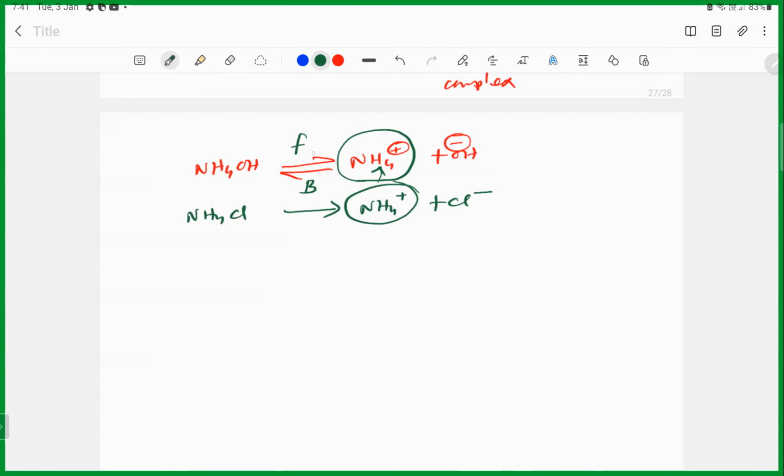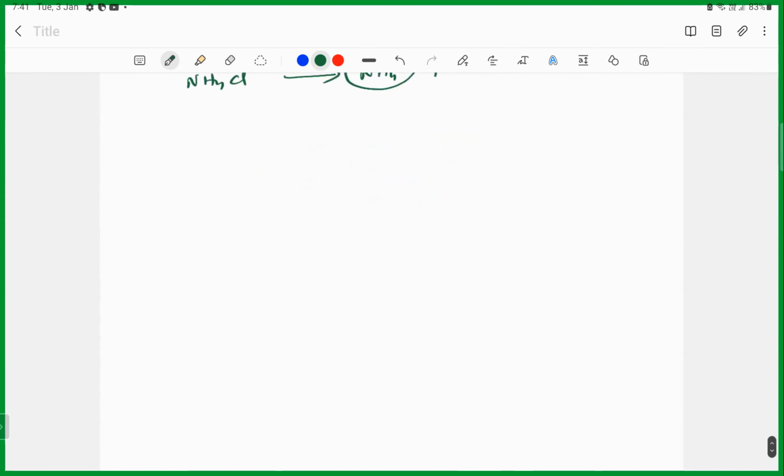Because when the NH4 concentration is more, the backward reaction is what takes place. So the reaction takes place in the direction opposite to the side where the concentration is higher. Here the concentration is higher, so the opposite, the backward reaction, takes place. So this reaction is taking place. Very good. So now you have a very small quantity of OH minus, which is sufficient to precipitate the third group metal. So these are the applications of common ion effect.